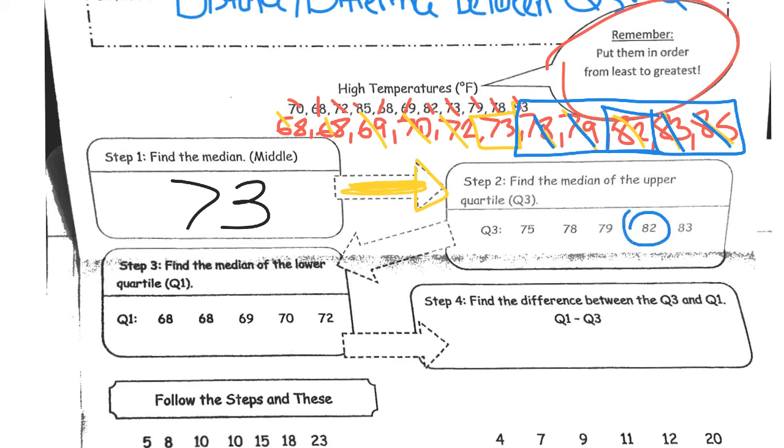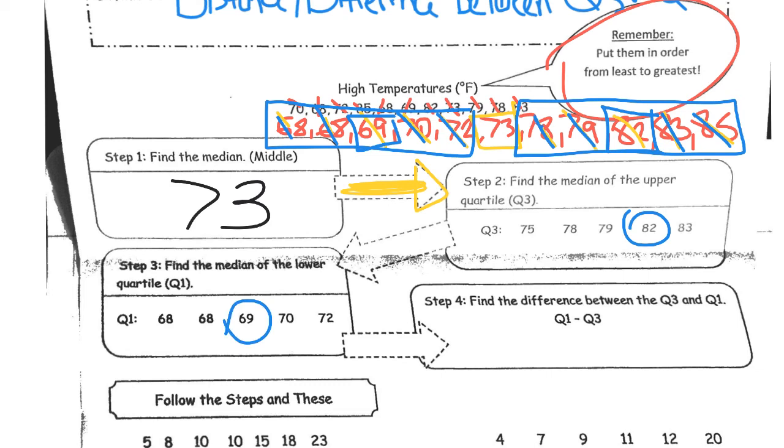Now, step 3 says find the median of the lower. I'm going to pause for a second here and give you a chance. I want you to find the middle of your lower, or your Q1. Okay, what we should have gotten when we crossed out on each side until the middle is just the number 69. We didn't have to do any math. We just have one nice number.